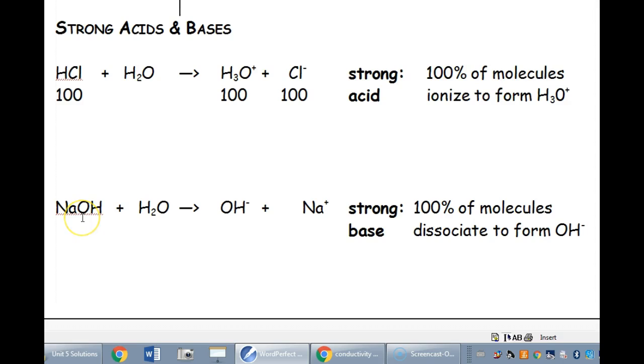Same as a base. A strong base is a substance that in water will form hydroxide ions, but also the same thing, it will ionize 100%. Let me juxtapose this with what happens with a weak acid and weak base.